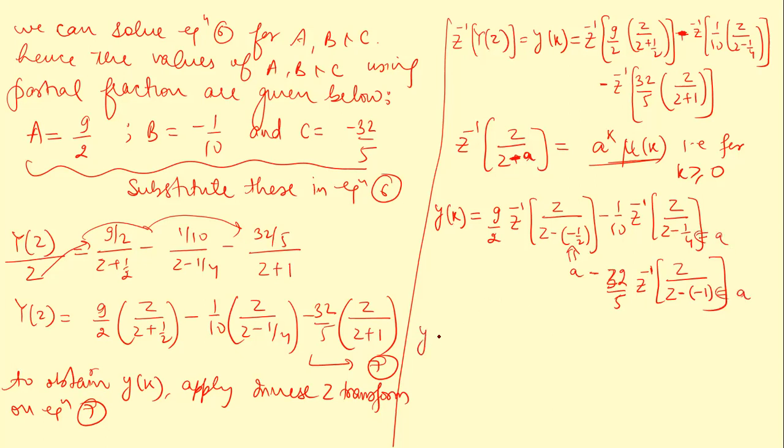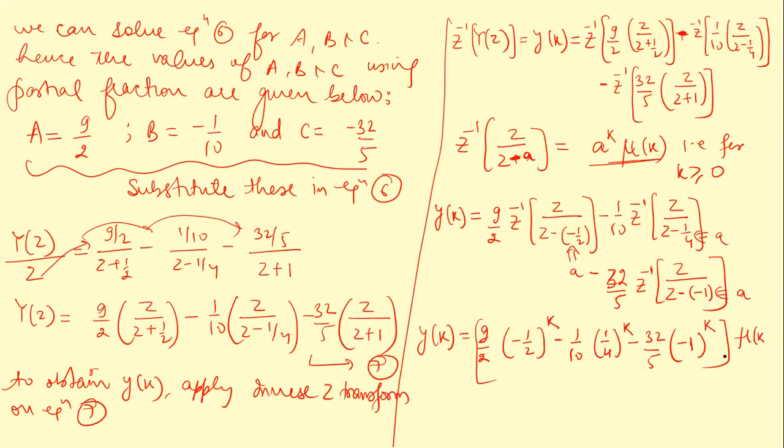So in this case, this is the a value, this is the a value, and this is the a, right? So yk is 9 by 2 into minus 1 by 2 raised to the power k, minus 1 by 10 into 1 by 4 raised to the power k, minus 32 by 5 into minus 1 raised to the power k, and it is mu k, because the given response will always be for the sample k greater than equal to 0. So this is the answer for the given question.